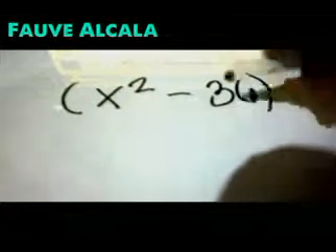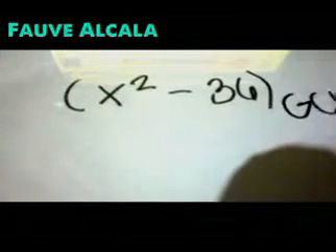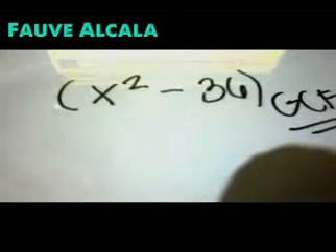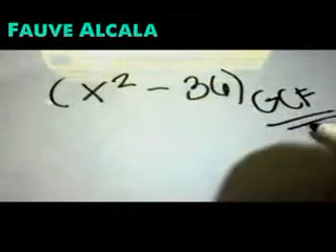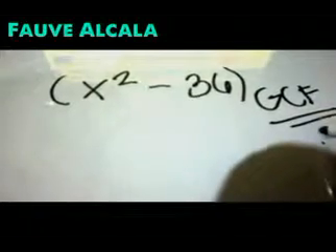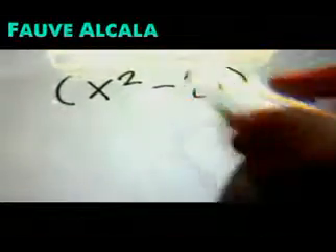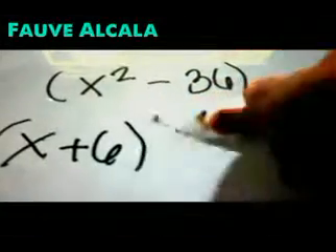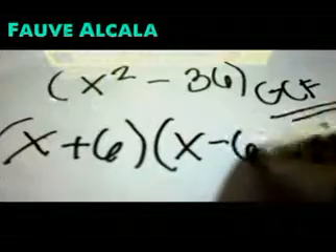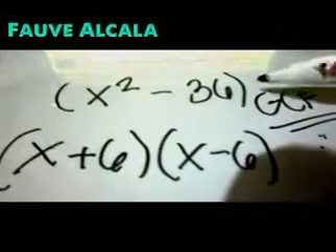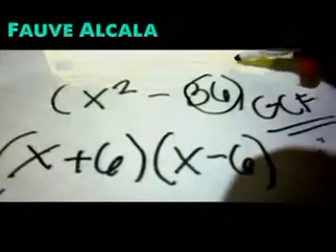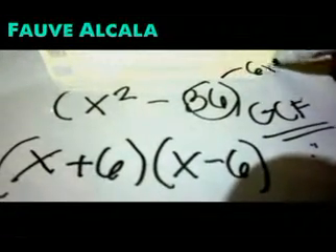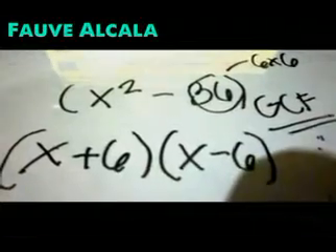To solve this, we have to find the factors of both terms. To simplify, we will come up with x plus 6 and x minus 6. Since the square root of 36 is 6 times 6, that would be our final answer.